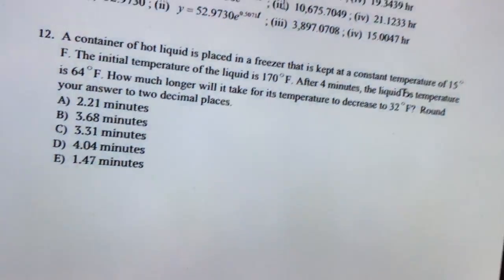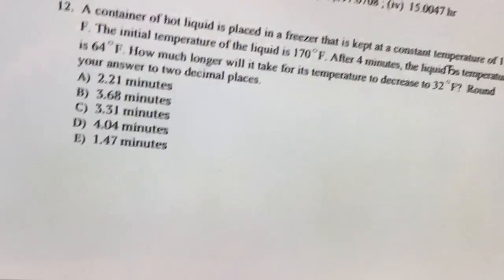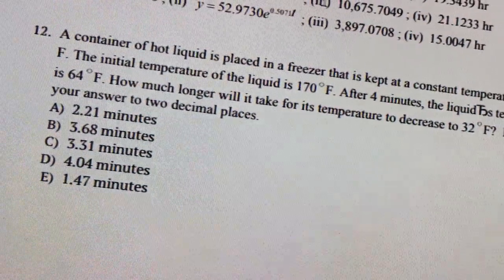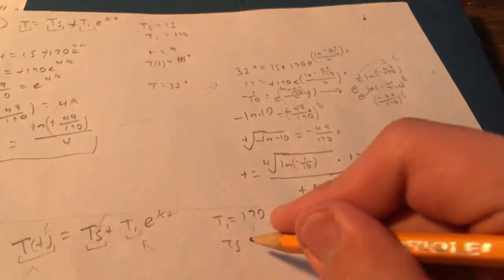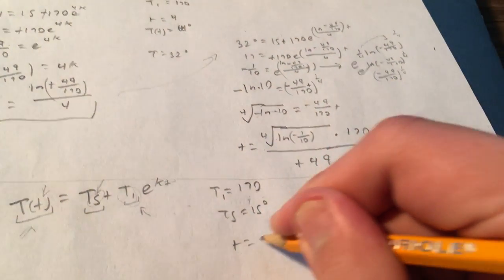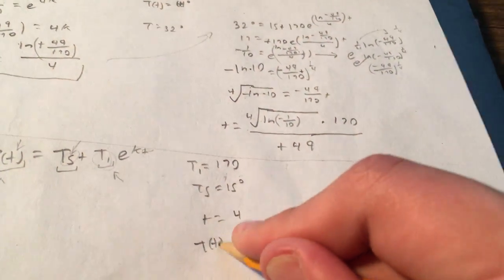So they give us the initial temperature, which is T1 equals 170. The temperature of the room is equal to 15 degrees. And the time they give us is 4 minutes. And the temperature after that amount of time is 64 degrees, so that's 64. Okay, and then we have all of this.